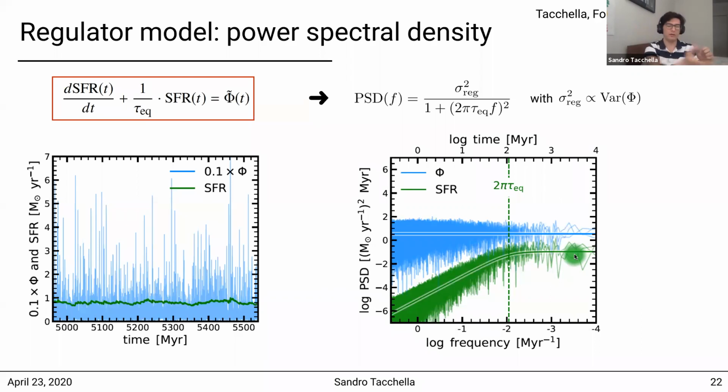So you throw a package of gas, the star formation rate goes up, and then it exponentially declines back onto the equilibrium time scale. And so basically you correlate the star formation rate typically over this equilibrium time scale. And this is exactly what we can observe here in the power spectrum.